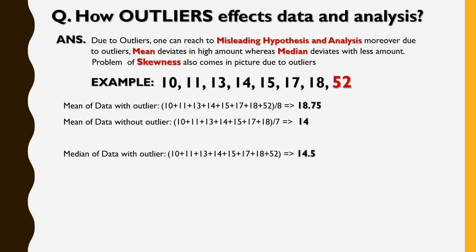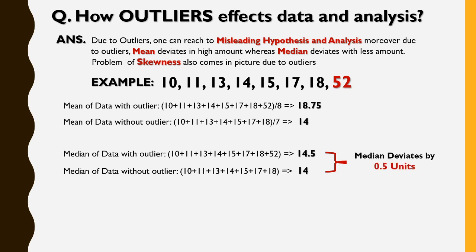Now if we're talking about the median, the median of the data with the outlier is 14.5, but if we remove the outlier and then check the median, it lies at 14. So we can see that the median deviates only 0.5 units. But if we are talking about the mean, it deviates by 4.75 units, where the difference between 0.5 and 4.75 is huge. So what does it mean?